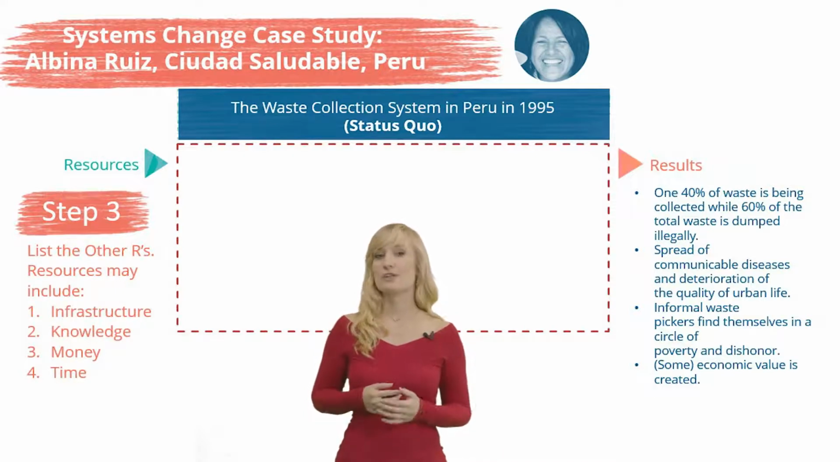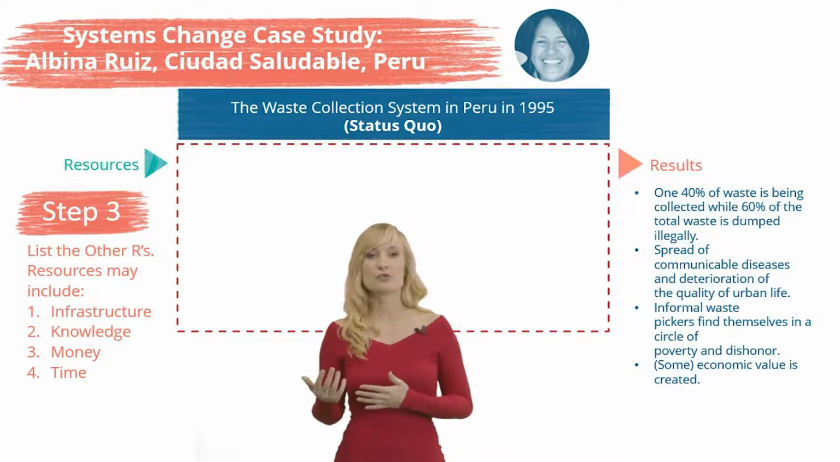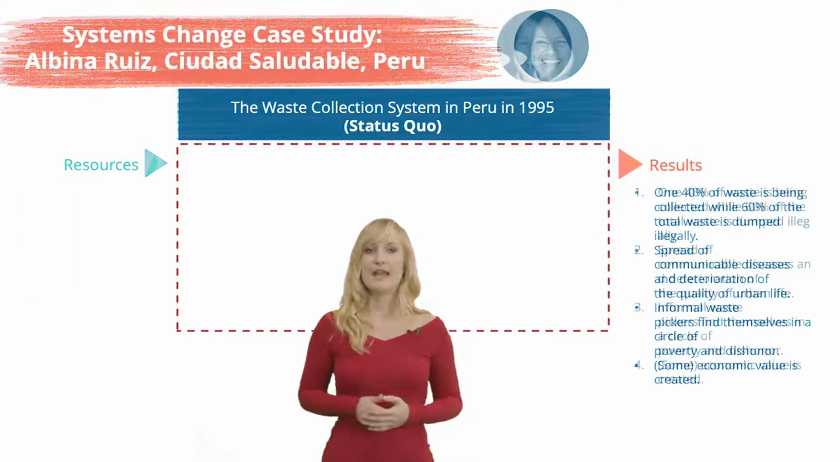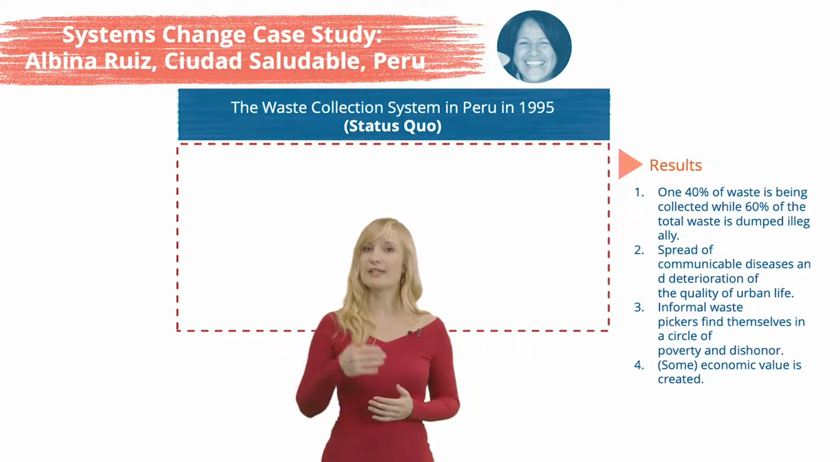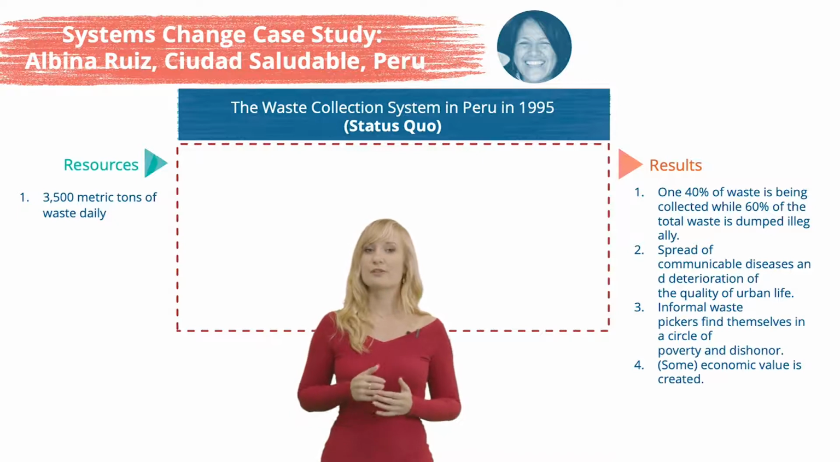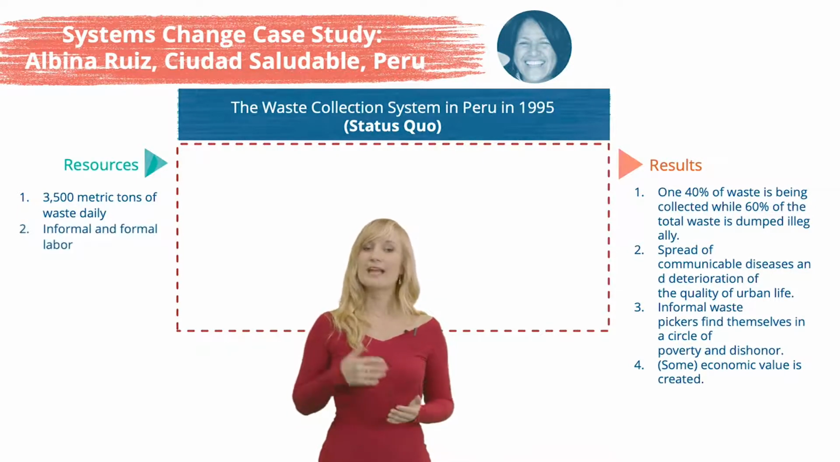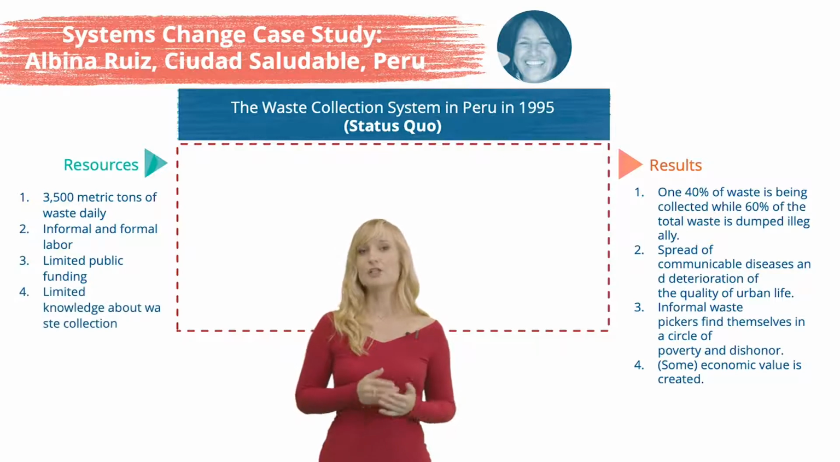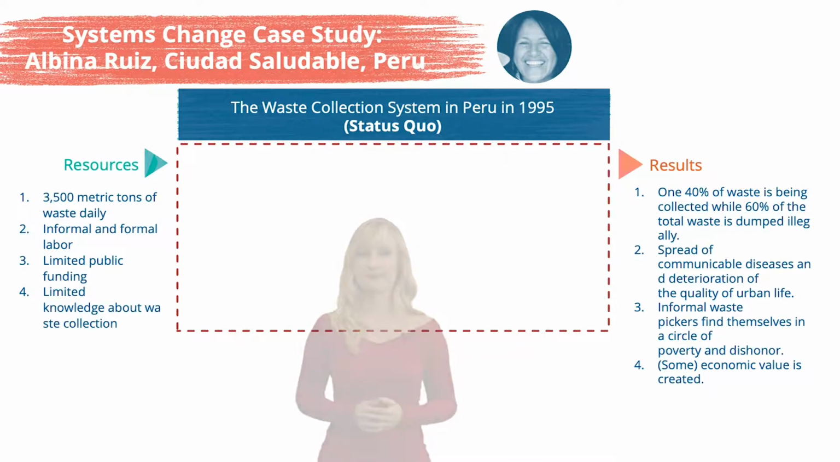Some other questions to consider include, are there trends or patterns in resource inflows? What are the sources of those resources? Are they reliable and secure? Here are the resources that we see flowing into the system of waste collection in Peru. 1,300 metric tons of waste every day. Informal and formal labor around waste collection. Limited funding from public sources. Limited knowledge about waste collection among citizens, companies, and municipalities.